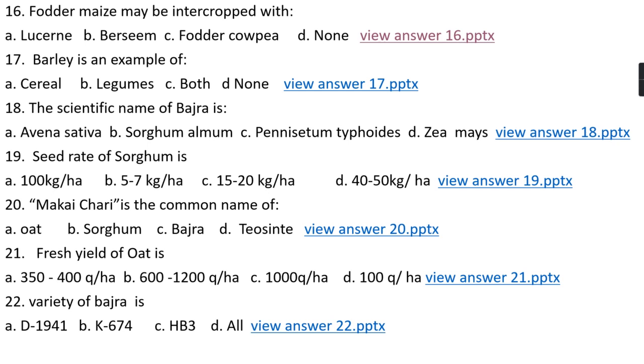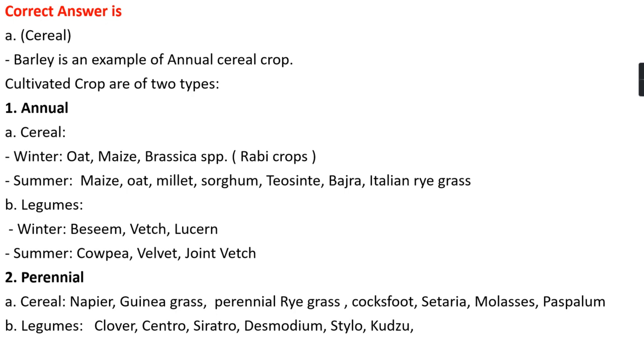Question number 17: Barley is an example of option A cereal, option B legumes, option C both, option D none. The right answer is option A, cereal. Barley is an example of an annual cereal crop. Cultivated fodder crops are of two types, annual and perennial. Annual winter cereal crops include oats, barley, and brassica species, which are also known as rabi crops, while annual summer cereal crops include maize, oats, millet, sorghum, teosinte, bajra, Italian ryegrass, etc.